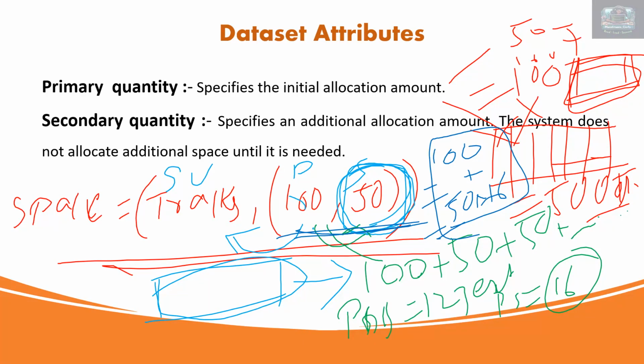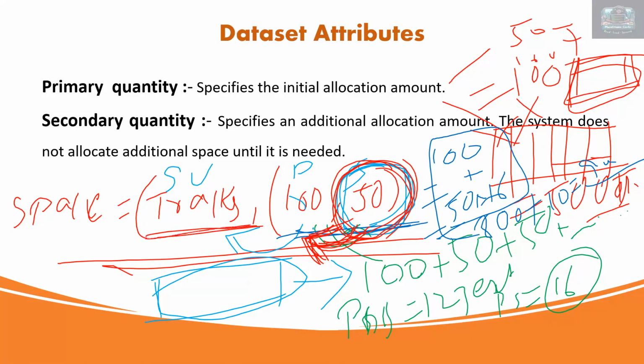It's like 16 times 50, 800, plus 100. So completely 900 tracks it will give, if it completes one volume. And it depends, as I told you, on how many maximum extents a data set can reach. That many times the secondary extent will give you the space. If it is 16, it will give you 16 times. If it is 123, it will give you 123 times. If it is 255, it will give you 255 times. So that many times the secondary space can be given in this space unit.